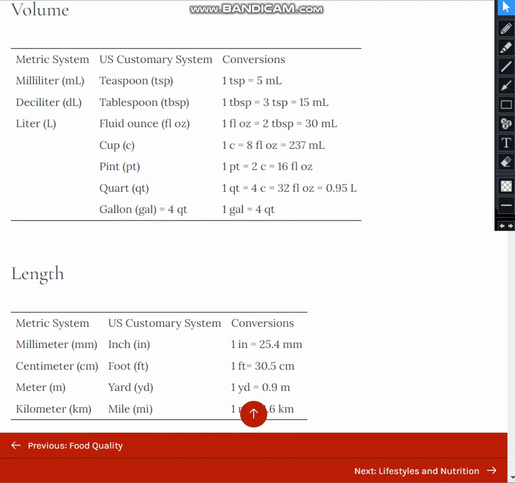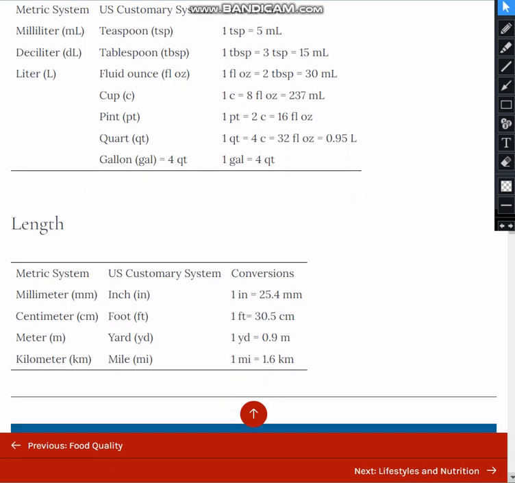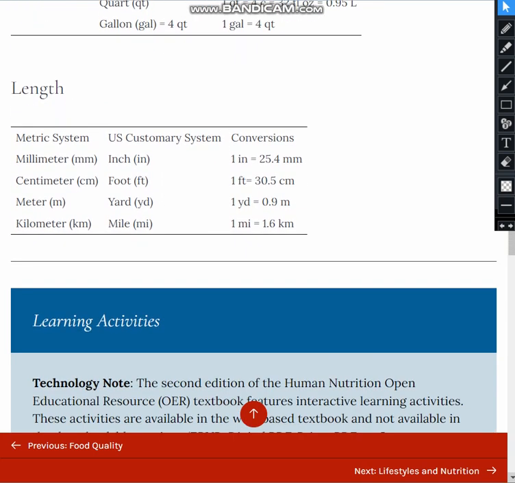Now volume. You can see how we're measuring volume. We use the metric system mostly: milliliter, deciliter, liter, and then there is the teaspoon, tablespoon, fluid oz, cup, pint, quart, gallon. Those who cook would know better how to do these things. And length. For length, we have millimeter, centimeter, meter, kilometer, inch, foot, yard, mile, and we have these conversions.